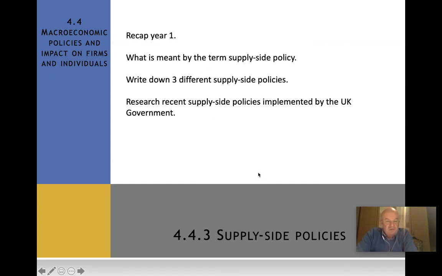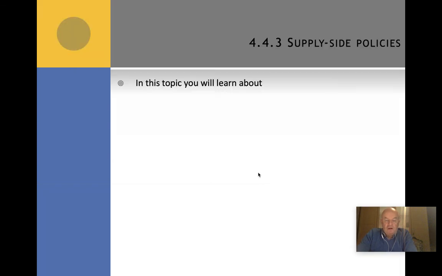So that's what we're going to be looking at. Okay, so macroeconomic policies and the impact on firms and individuals. And in this case, we're looking specifically at supply side policies. So what are we going to look at then? We're going to look at the following things. We're going to look at market-based and interventionist methods.